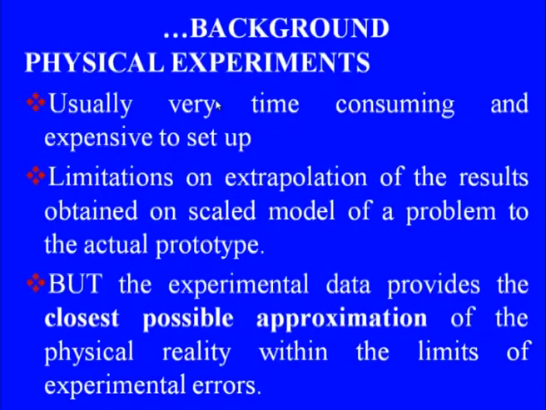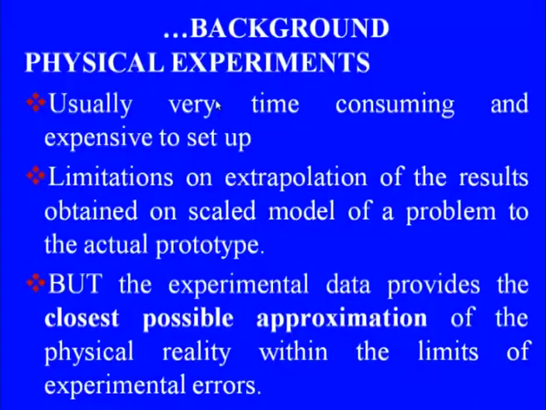At the same time, the experimental data is the one which provides us with the closest possible approximation of the physical reality within the limits of the experimental errors. We do not make any assumptions regarding the variations of material properties or what we call constitutive models. In our experimental simulations, we would mimic the way our actual system or prototype is supposed to work. Similar sort of conditions we would normally mimic for experimentation on a scaled model.